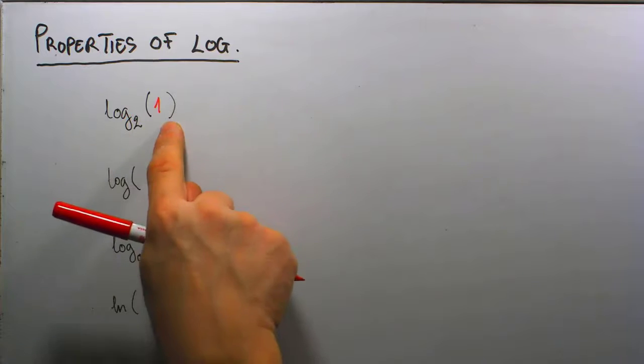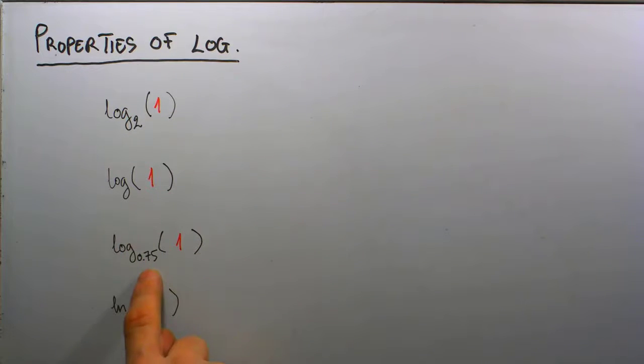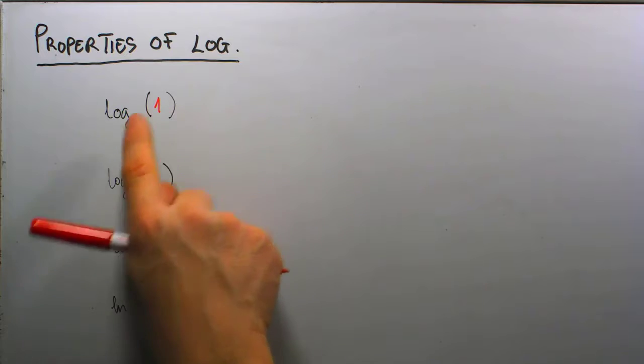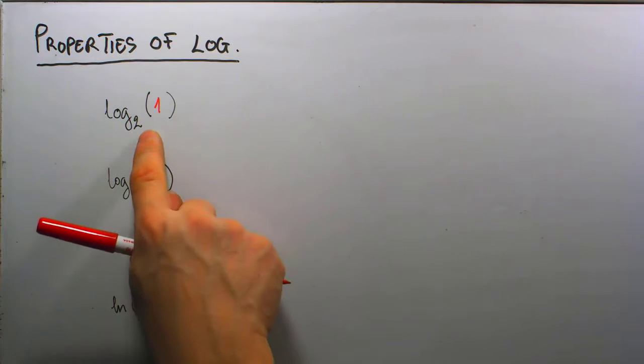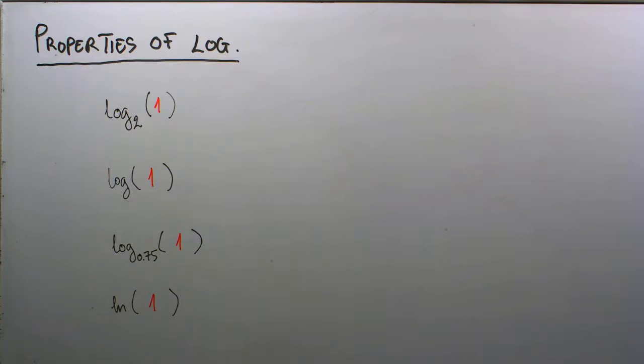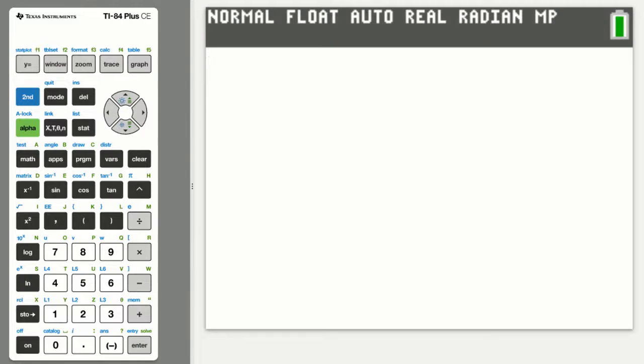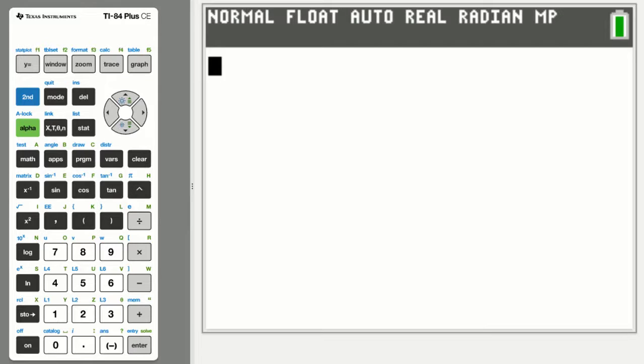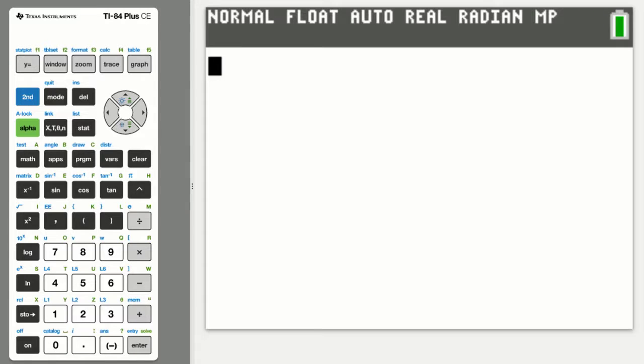So log base 2 of 1, log base 10 of 1, log base 0.75 of 1, and log base e, or natural log, of 1. So you can see that my intention here is we want to evaluate different logarithms of 1. Okay. So on the calculator, I'm using the more advanced version of the TI calculator, but I will quickly swing over to the simpler version of the same calculator here, but with the simpler operating system.